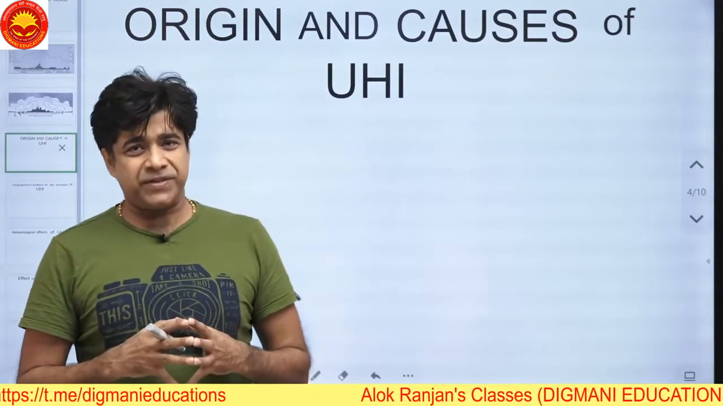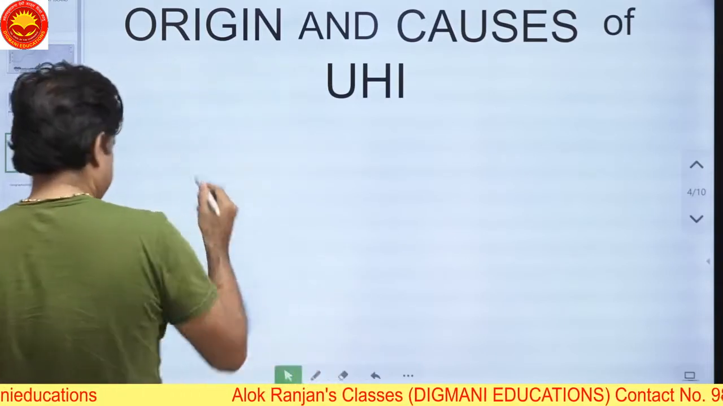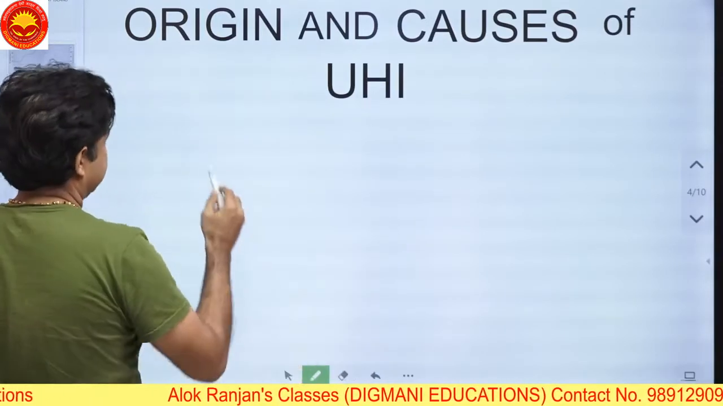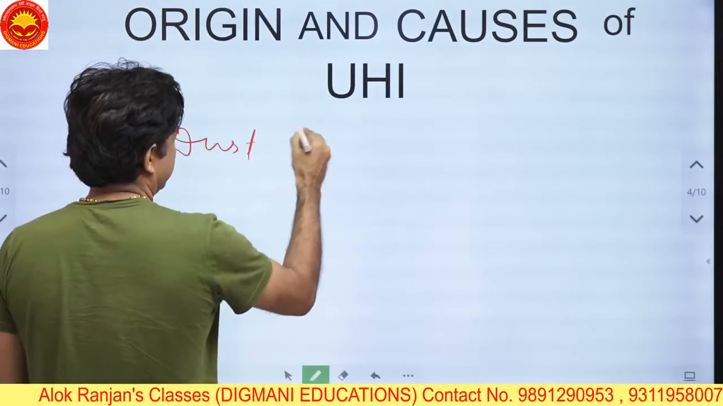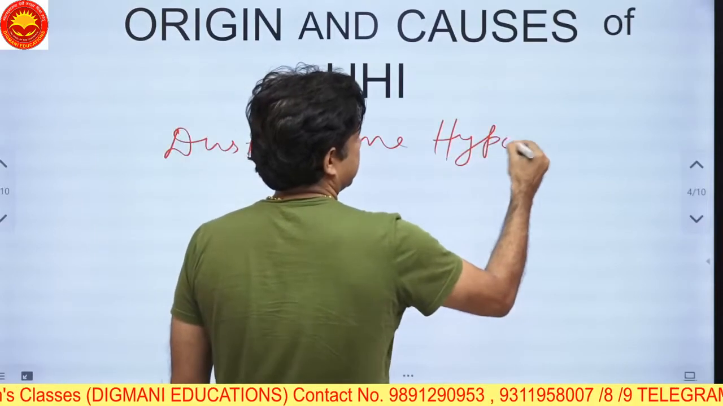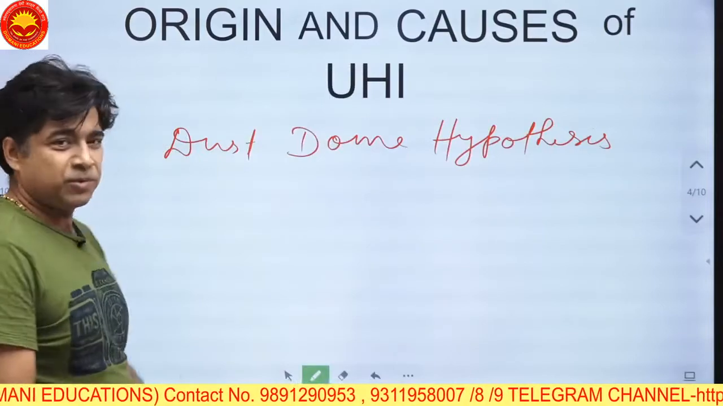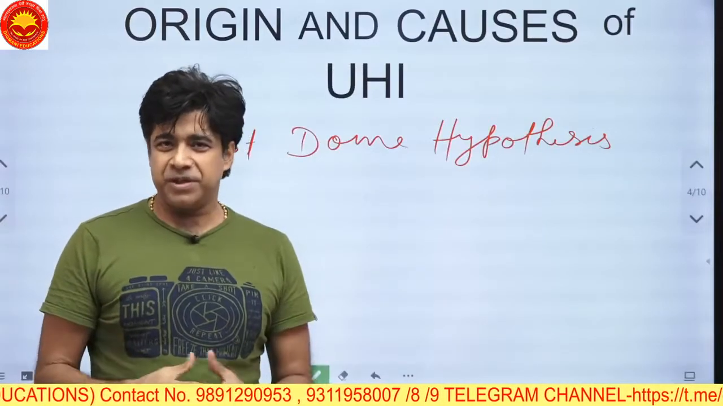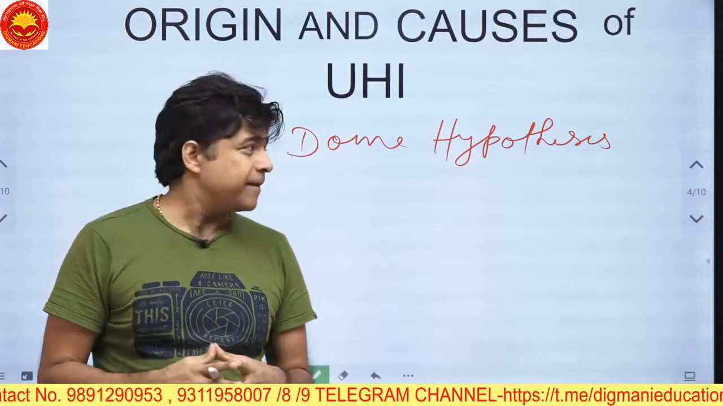Coming to the theories now. The first theory on urban heat island is the dust dome hypothesis. This is the most proclaimed theory, the most discussed and most debated theory.